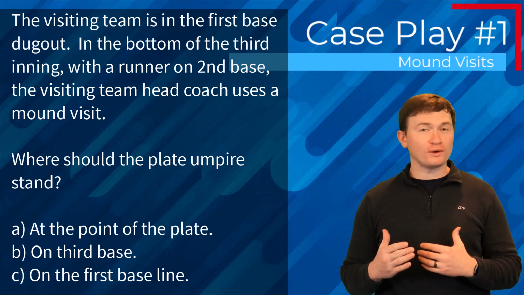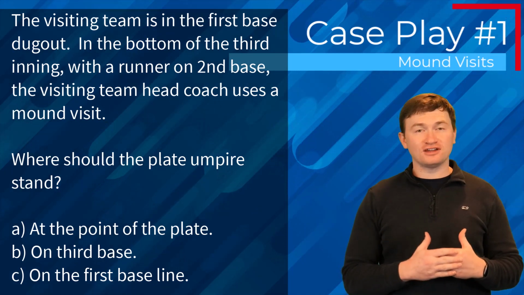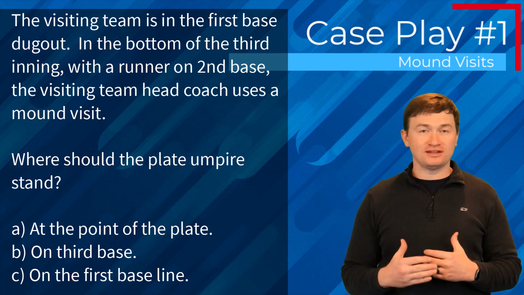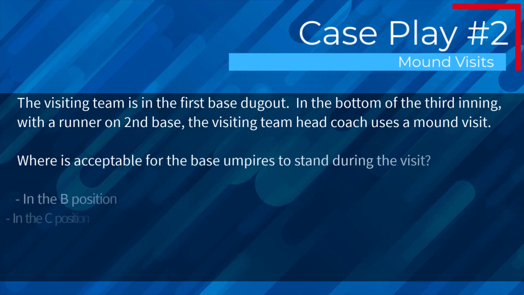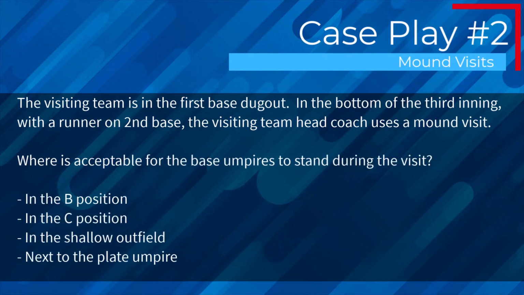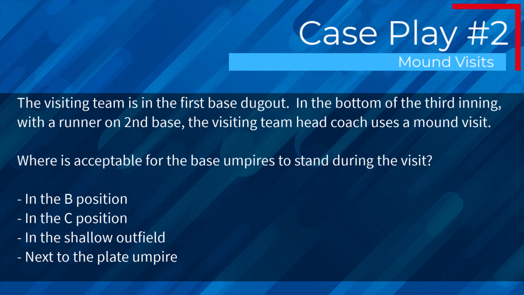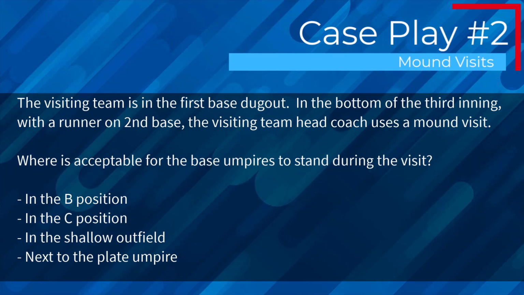The plate umpire should always go to the foul line opposite the dugout of the defensive team during a defensive conference. Case play number 2. The visiting team is in the first base dugout. In the bottom of the 3rd inning, with a runner on second base, the visiting team head coach uses a mound visit. Which of the following places are acceptable for the field umpire to stand during the visit? In the B position, in the C position, in the shallow outfield, or next to the plate umpire?